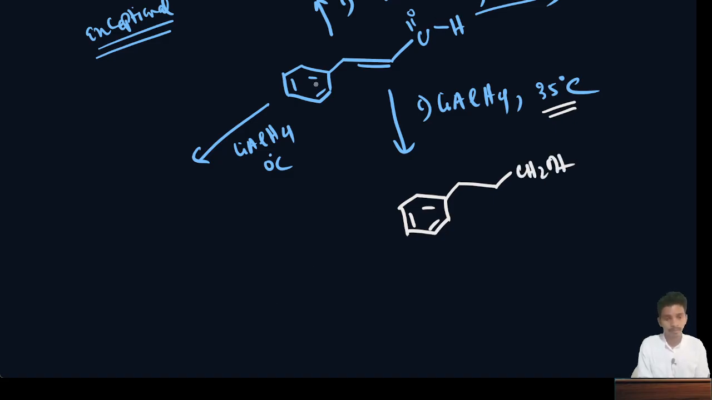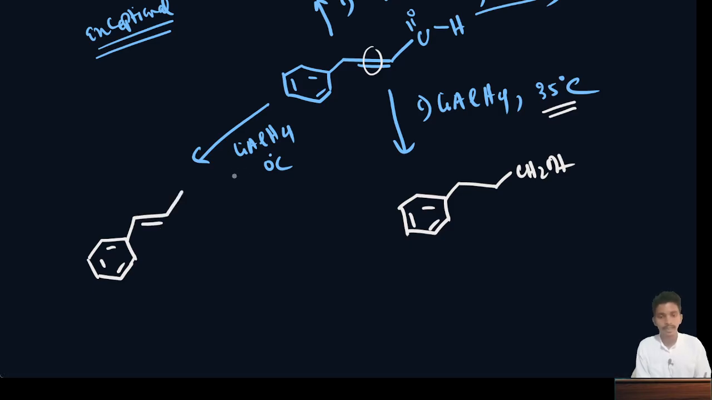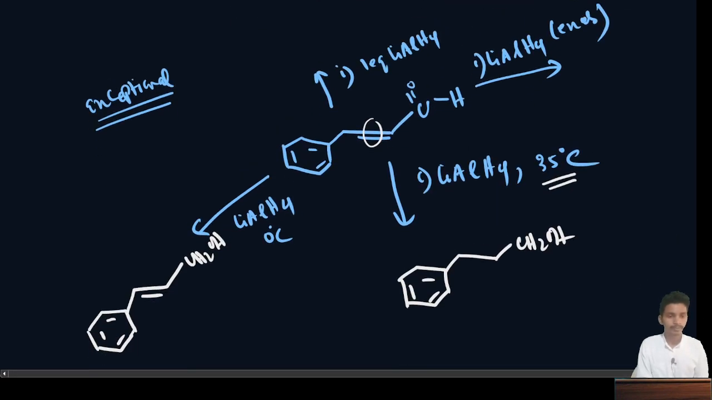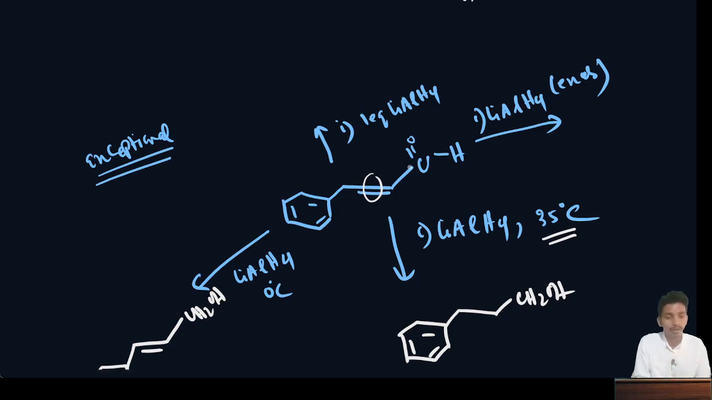But if you are taking it at 0 degrees centigrade, then this double bond is not reduced. In this case, this double bond remains as it is, and only this aldehyde group will get reduced. But in another case, if you are taking excess lithium aluminum hydride, in that case also this double bond gets reduced. Now if you are taking 1 equivalent, in that case also the double bond is not able to reduce.